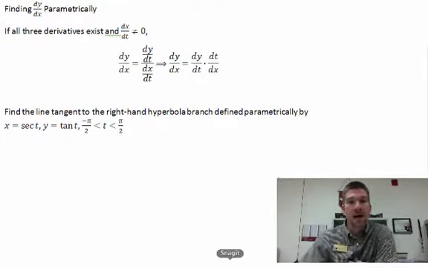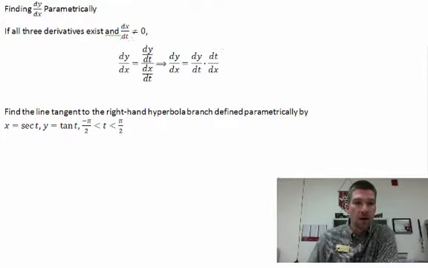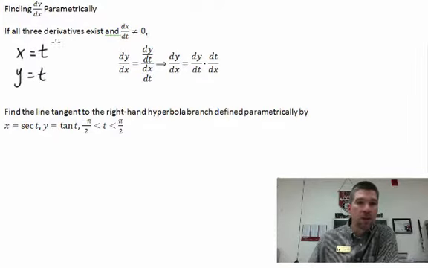It's all math. So if I have x equals something in t and y equals something in t, then when I take the derivative of that, I'm going to have dx dt.